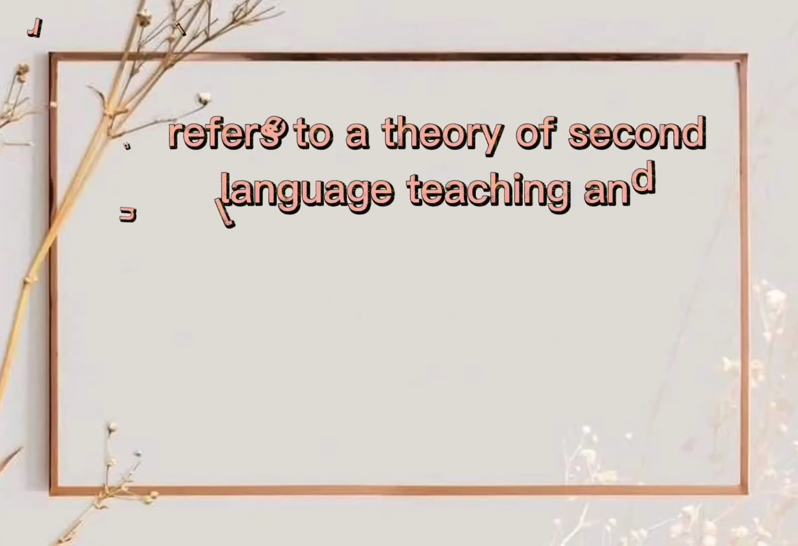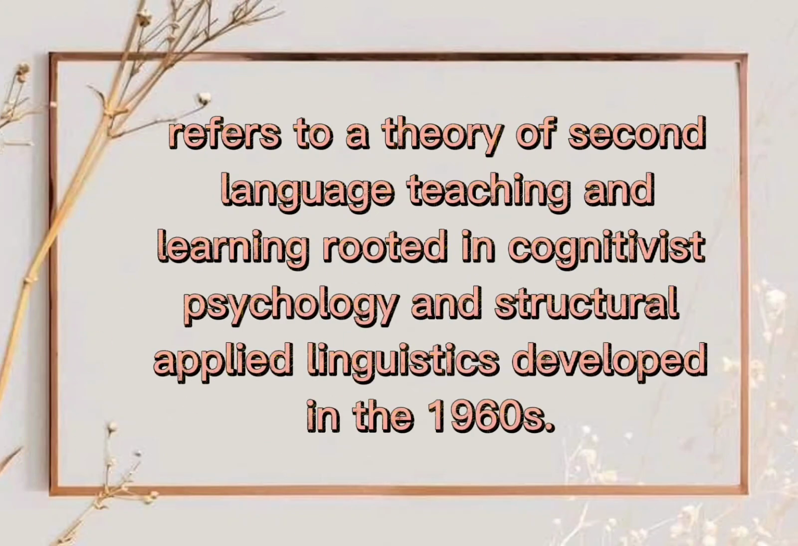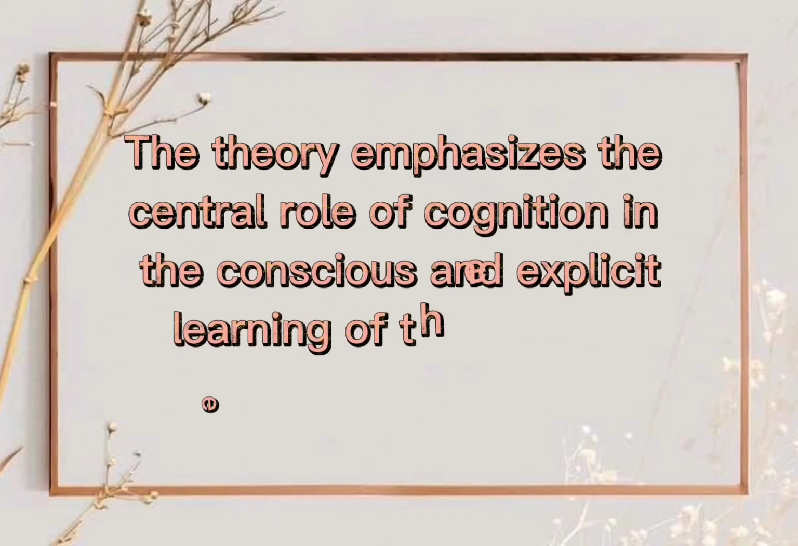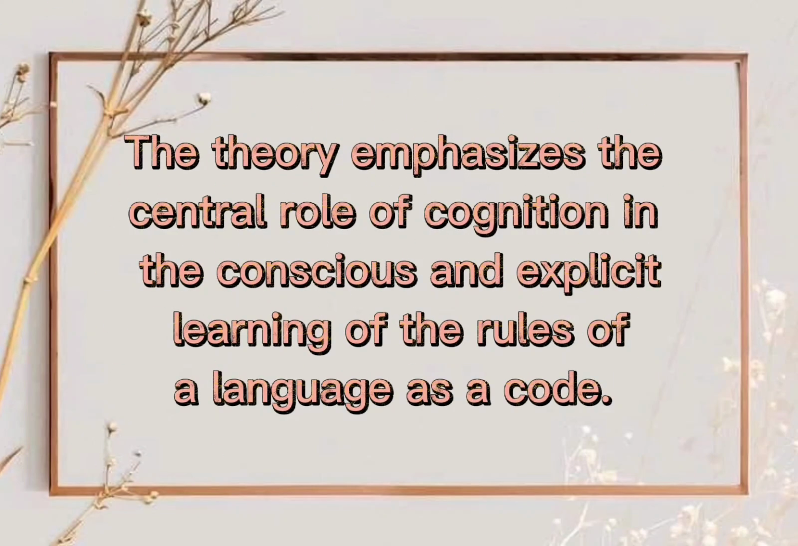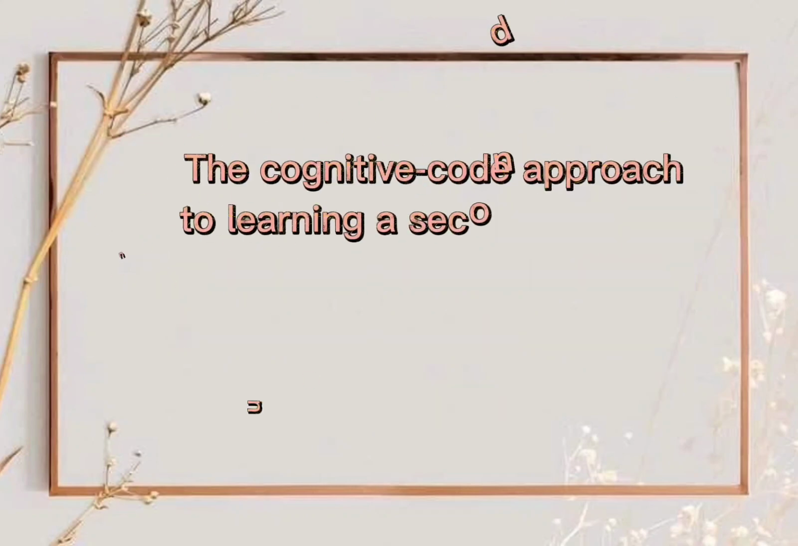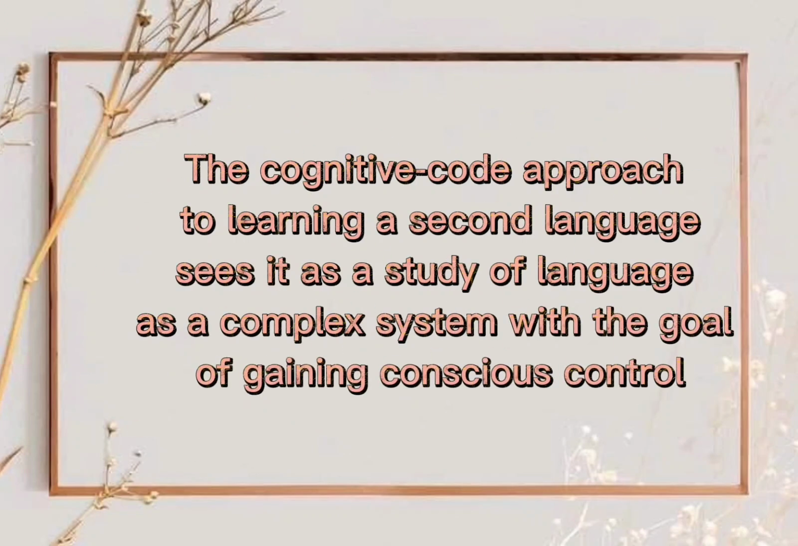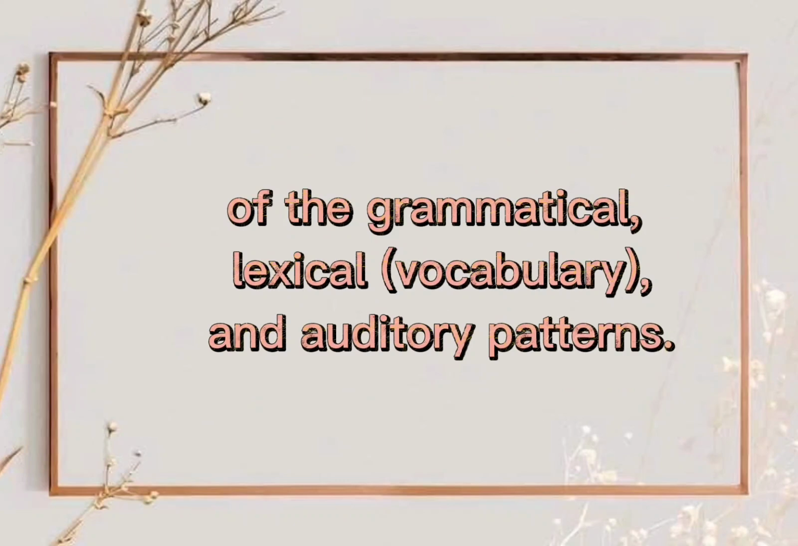This refers to a theory of second language teaching and learning rooted in cognitivist psychology and structural applied linguistics developed in the 1960s. The theory emphasizes the central role of cognition in the conscious and explicit learning of the rules of a language as a code. The cognitive code approach to learning a second language sees it as a study of language as a complex system with the goal of gaining conscious control of the grammatical, lexical or vocabulary, and auditory patterns.